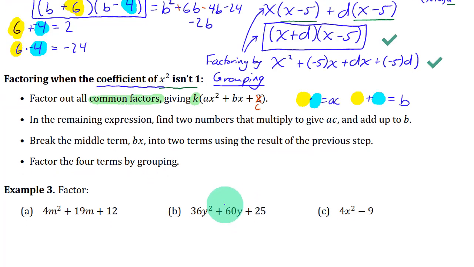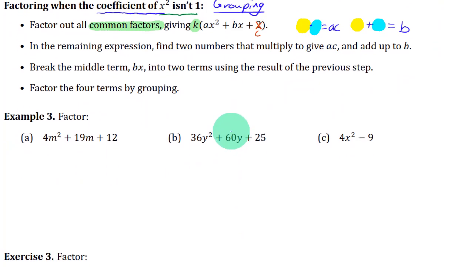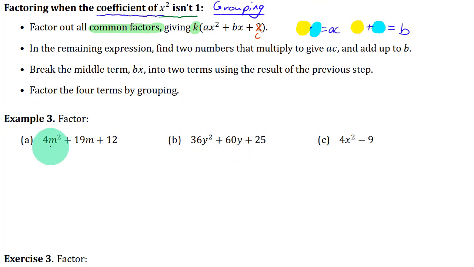So let's see how that works with this example 3. First of all, is there a common factor? Well, 4 has factors of 2, 4, and 1. But 19 is a prime number. It doesn't have any factors other than 19 and 1. So there's no common factors. Then we find two numbers that multiply to give a times c. In this case, a times c is 4 times 12, which is 48.